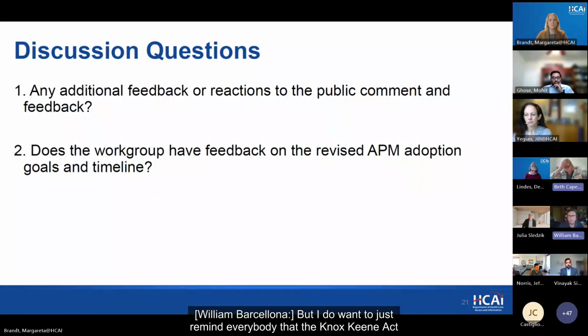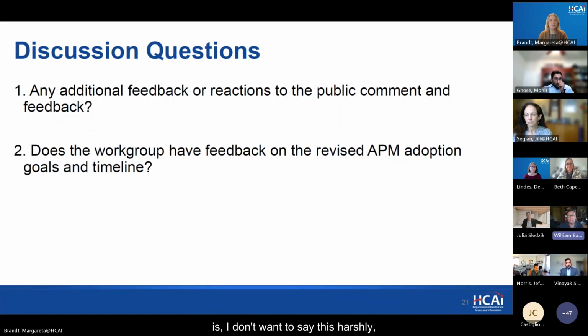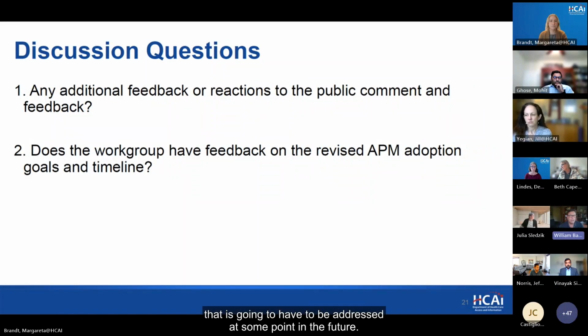Yeah, but I do want to just remind everybody that the Knox-Keene Act is, I don't want to say this harshly, a barrier to moving into class 4 under the LAN in the self-funded market. And if you want to get to these high rates of usage of alternative payment models, that is going to have to be addressed at some point in the future.